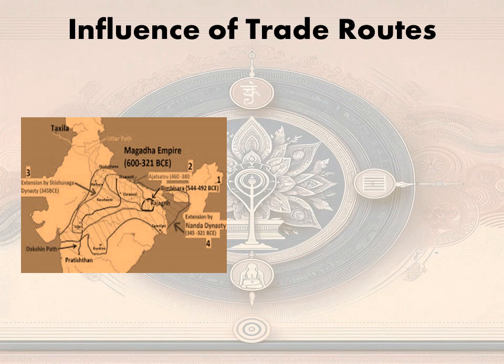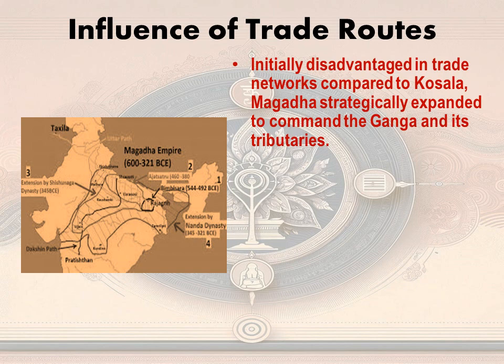Magadhans were not only important for their military power or administrative control, but they were also important because they functioned as the trading junction of the whole of the northern Indian subcontinent. Initially disadvantaged in trade networks compared to Kosala, Magadha strategically expanded to command the Ganga and its tributaries. So initially Kosala was the most important trading power in the region.